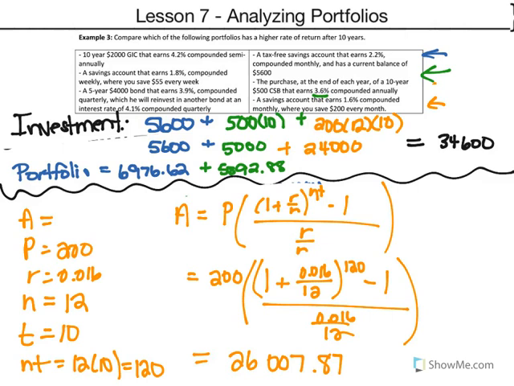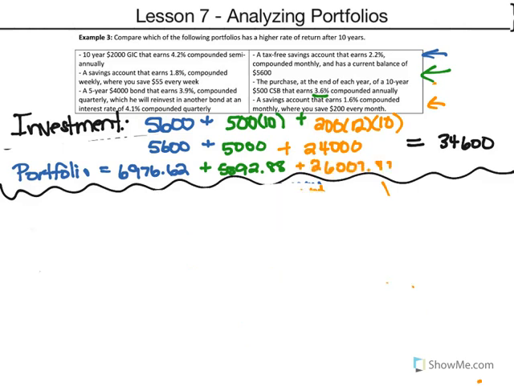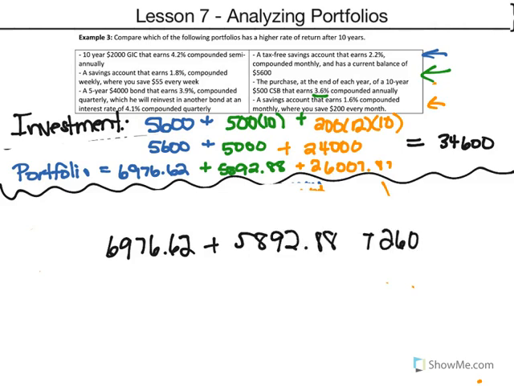You should get $26,007.87. So to figure out the total investment worth, we'll take all of our numbers we earned, so 6976.62 plus 5892.88 plus 26007.87, and you should get $38,877.37.